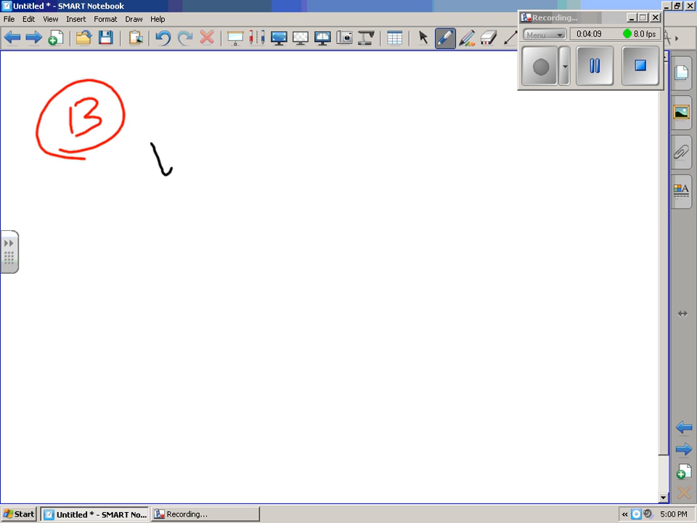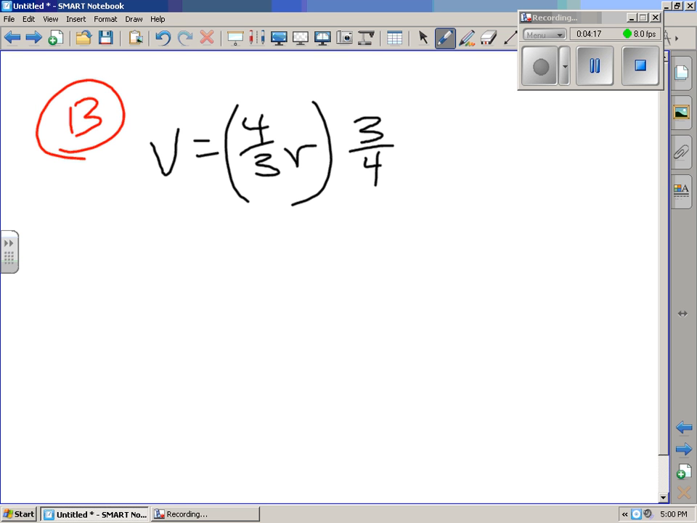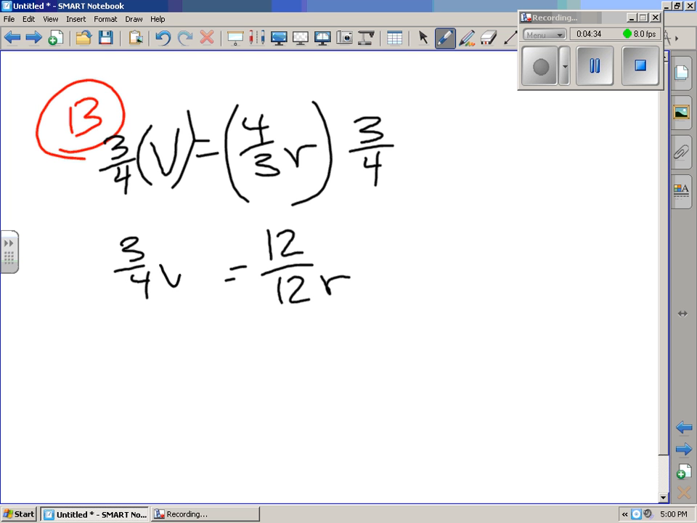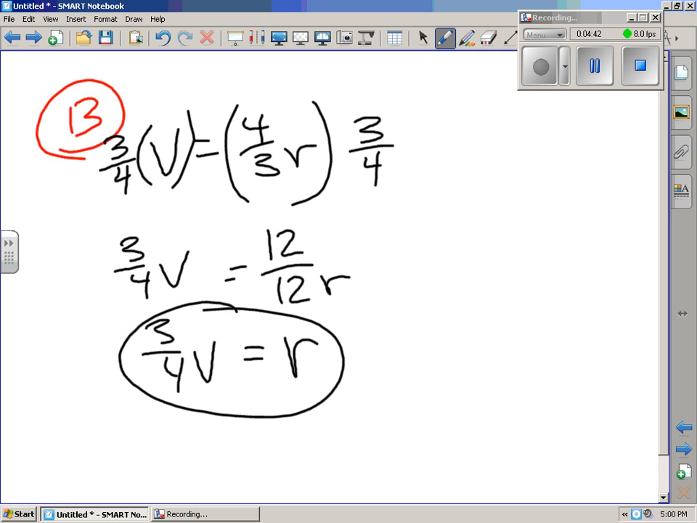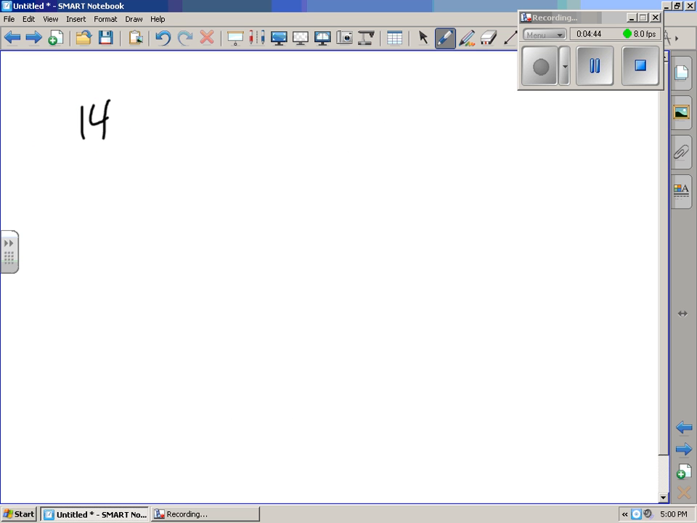All right, number 13, v equals 4/3 r. We need to solve for r. To do so, you can either divide by 4/3 or you can multiply by the reciprocal. Both are really the same action because when you divide by something, you're going to have to keep, change, flip. And it'll be the same as multiplying by the reciprocal. On the right side, we get 12 over 12r is equal to 3/4 v. 12 over 12 is equal to 1, so we get 1r equals 3/4 v. And that is the answer on the sheet. So let's move on to 14.